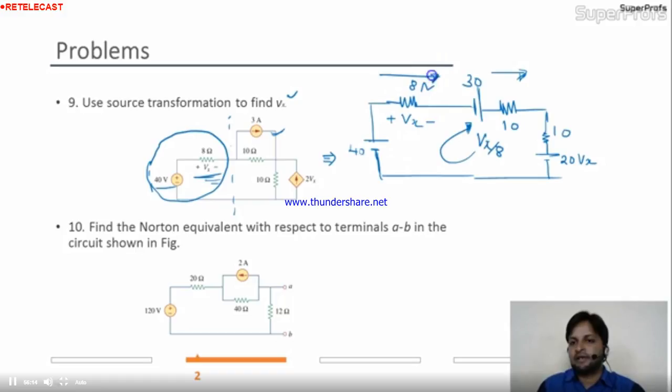So can I find the current? Yes, I can find the current. Current is nothing but Vx by 8. And they are connected in series. All the sources and elements are connected in series. So the current will be Vx by 8 in the entire circuit.